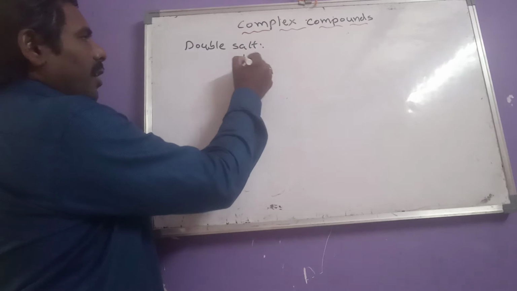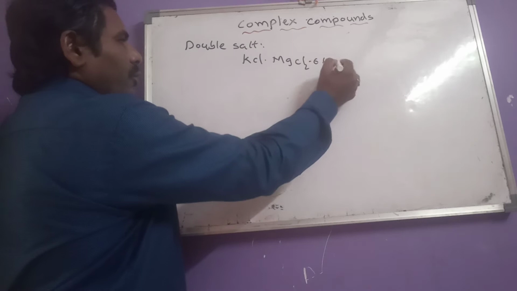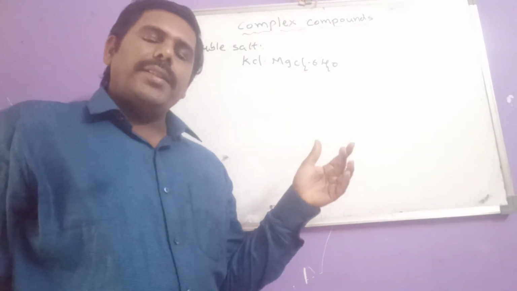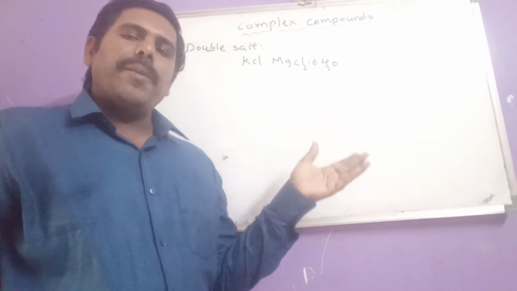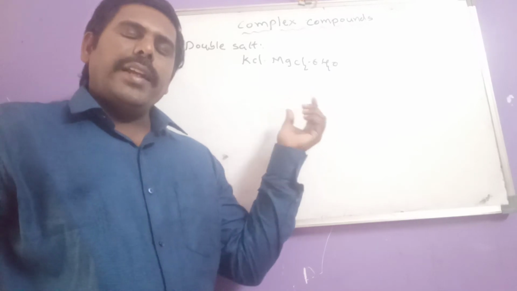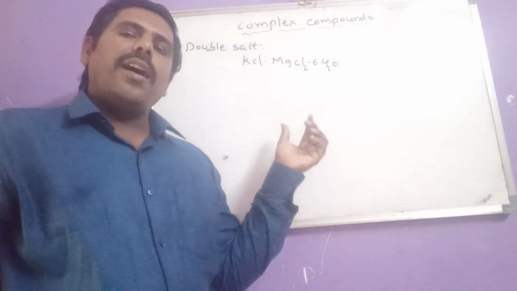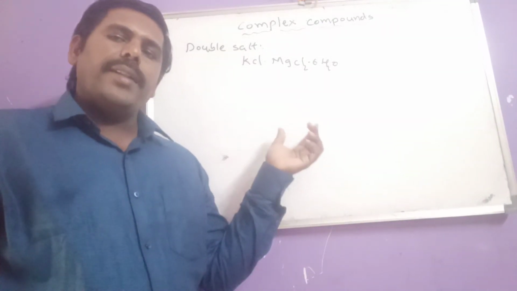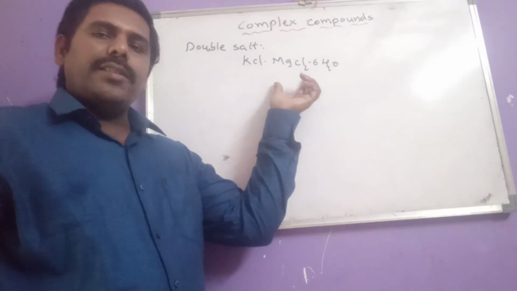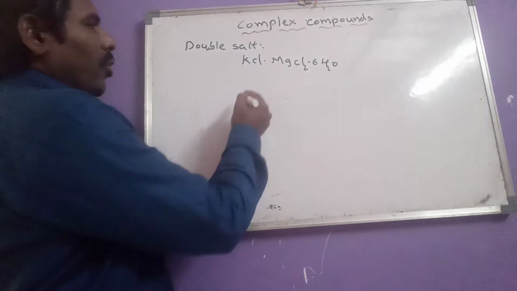First one is carnallite, KCl.MgCl2.6H2O. When dissolved in water, this splits into K+, Cl-, Mg2+ ions. That means it is losing its identity, and that aqueous solution will give positive test for all the ions, that means K+, Cl-, Mg2+ ions. So this is one example of a double salt, carnallite.